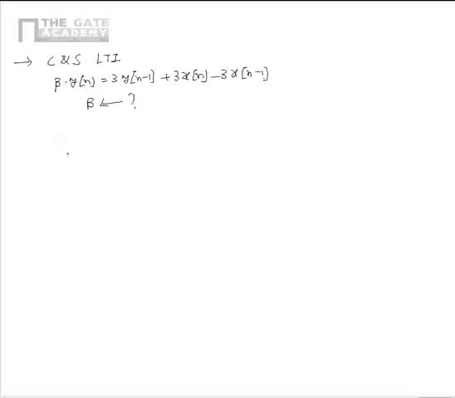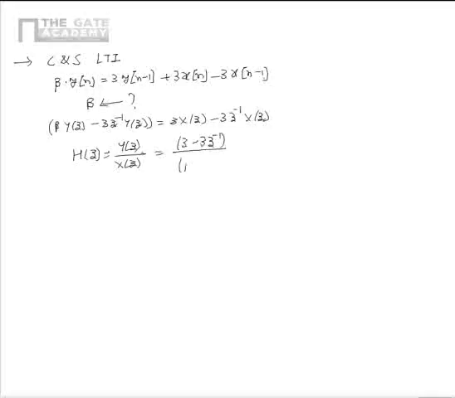By taking Z transform on both sides of given LCCDE, we get that beta into Y of z minus 3z inverse Y of z is equal to 3 into X of z minus 3z inverse X of z. From this, we see that the system function can be written as H of z is equal to Y of z by X of z is equal to 3 minus 3z inverse divided by beta minus 3z inverse.